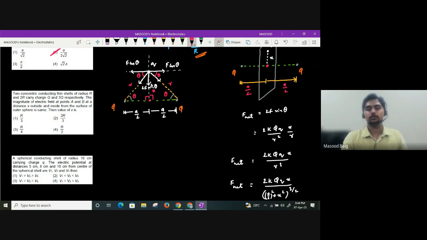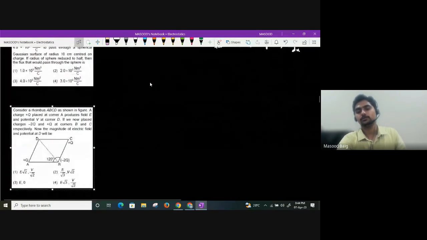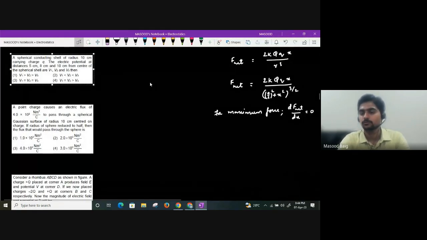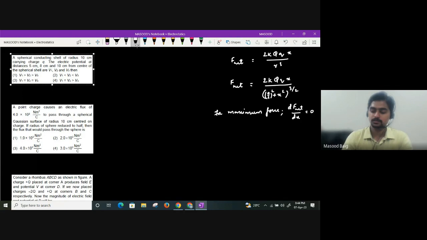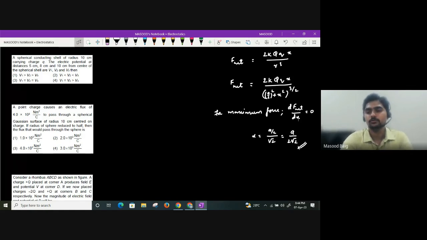So what we will get, 2F sin theta will be the net force, and that force will vary with x. So in order to find the maximum force, we can write dF by dx should be equal to 0. If you solve for this, you will get the answer. Clear, everyone? So I think you will get the x value as a by 2 divided by root 2, which is a by 2 root 2. I hope it is clear to all of you.